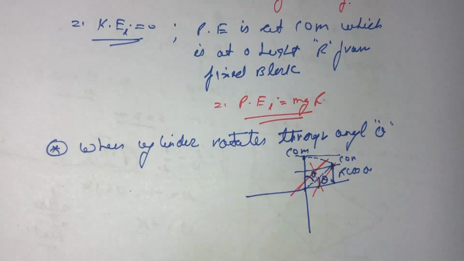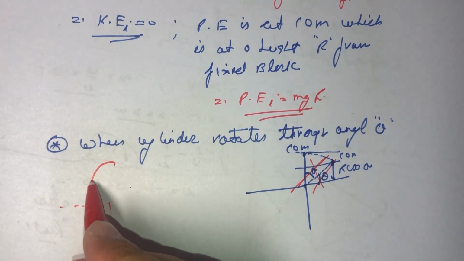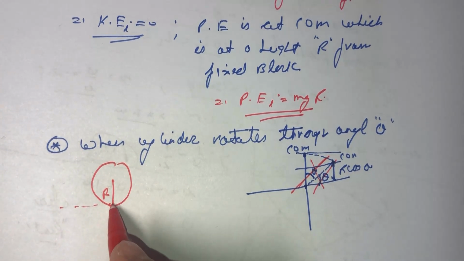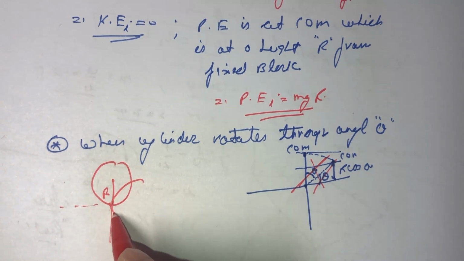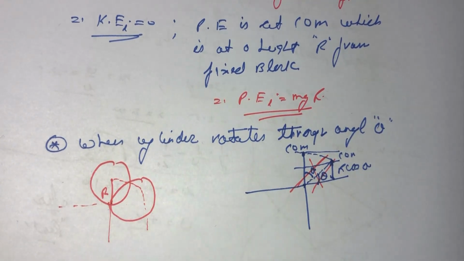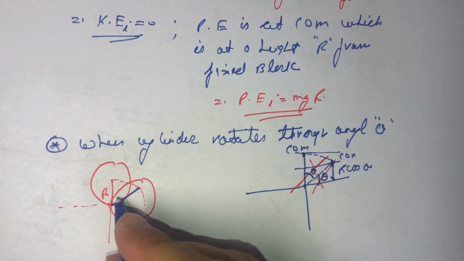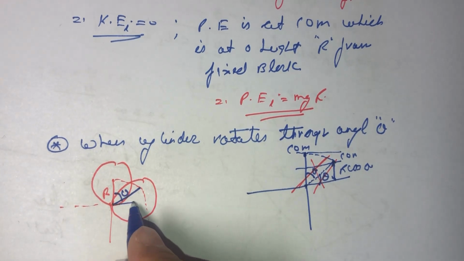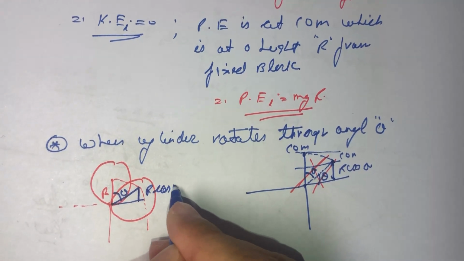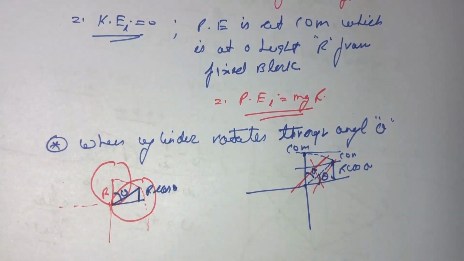So let me draw it again. This was the initial position of the cylinder, and this was our R. Now the cylinder rotates by angle of theta, so the center of mass will be traveling like this, and suppose this is our R and this is angle theta, so you can say this height will be coming as R cos of theta with respect to the horizontal. Okay.